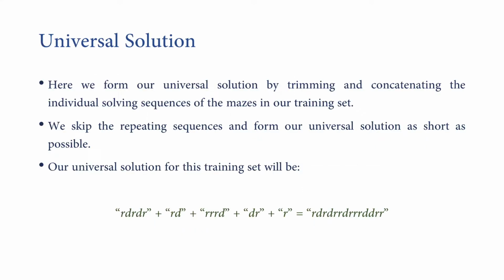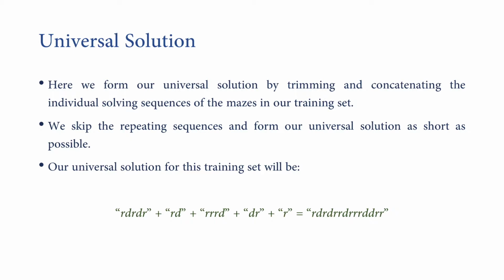Now we need to find one universal solution that works for all the mazes in the set. Here we use the method of trimming and concatenating. That is, we compare the strings. We compare the solving sequence of the first maze with the solving sequence of the second maze.